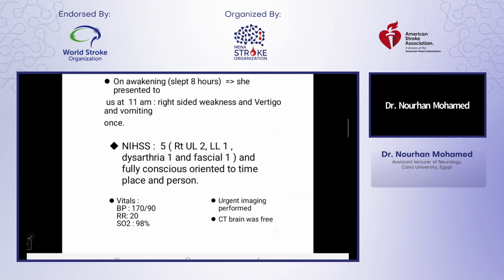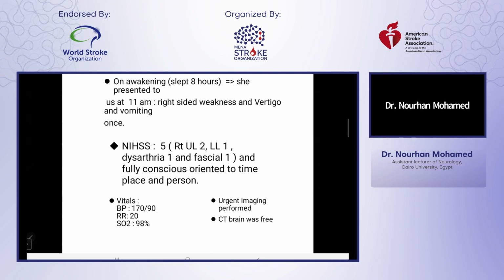She presented to our ER on awakening; she had slept 8 hours. She came at 11 a.m. with right-sided weakness, vertigo, and vomiting once. Her NIHSS was 5, classified as minor stroke. Right upper limb was 2, lower limb 1, dysarthria 1, and facial 1. She was fully conscious, oriented to time, place, and person. She had normal vitals, a bit on the hypertensive side, 170/90.